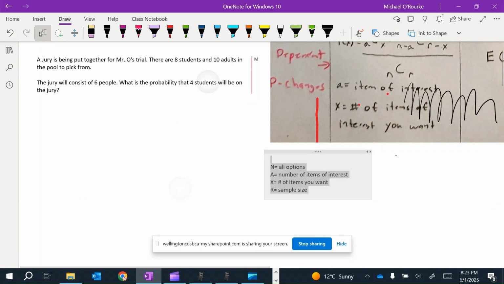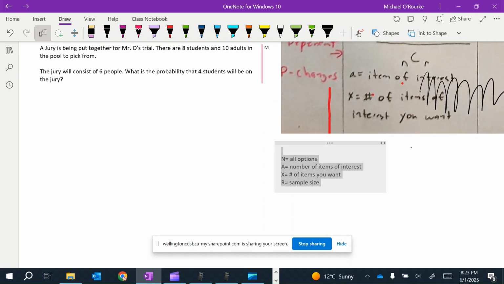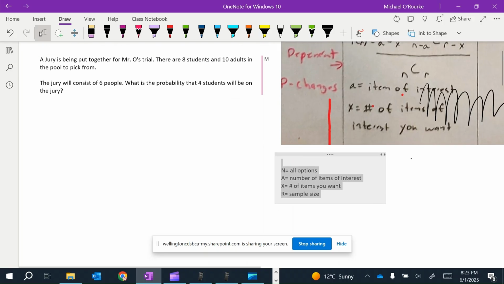A jury is being put together for Mr. O's trial. There are 8 students and 10 adults in the pool to pick from. The jury consists of 6 people. What's the probability that 4 students will be on the jury?